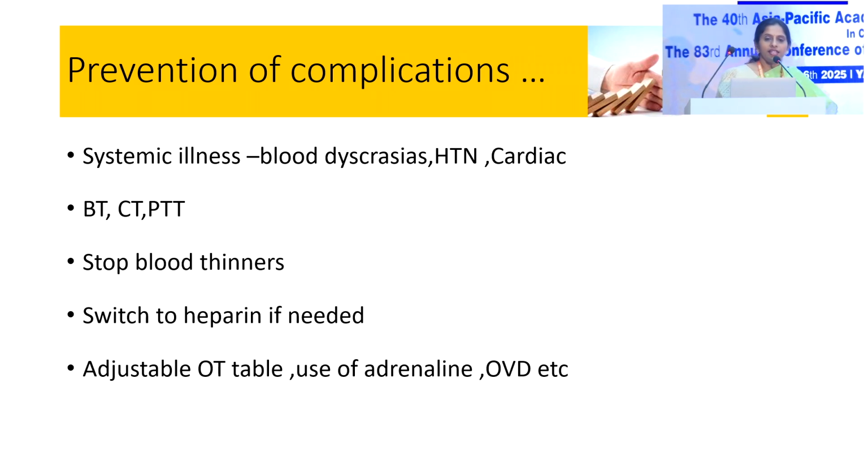Number one, a detailed systemic evaluation is very, very crucial in these patients who are undergoing MIGS, because it is an angle-based surgery, there's a high chance of bleeding. So you have to rule out any history of uncontrolled hypertension, patients who have cardiac illness, who are on blood thinners, blood dyscrasias, etc. Sometimes it is important also to investigate bleeding time, clotting time, PTT before taking the patient for surgery.